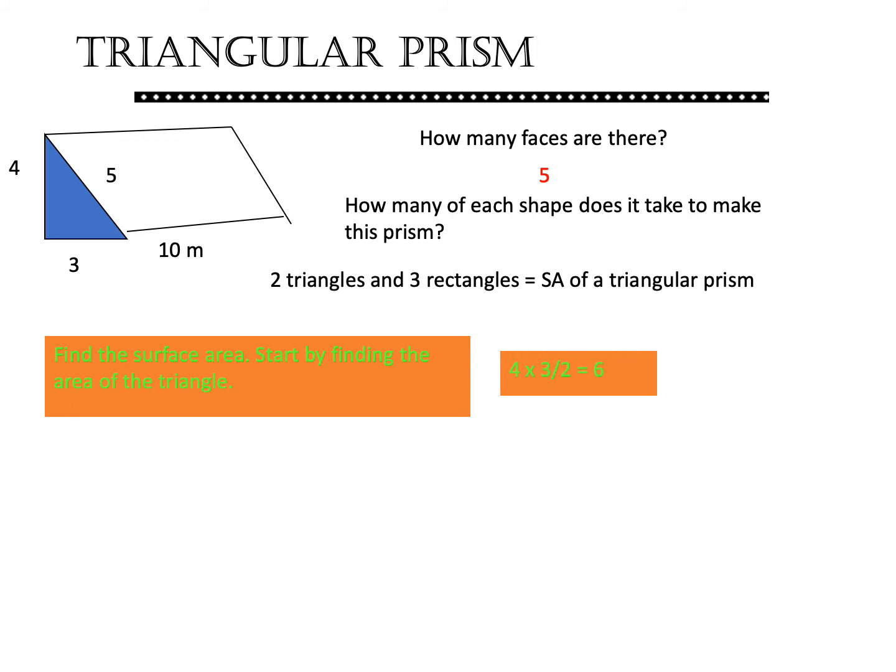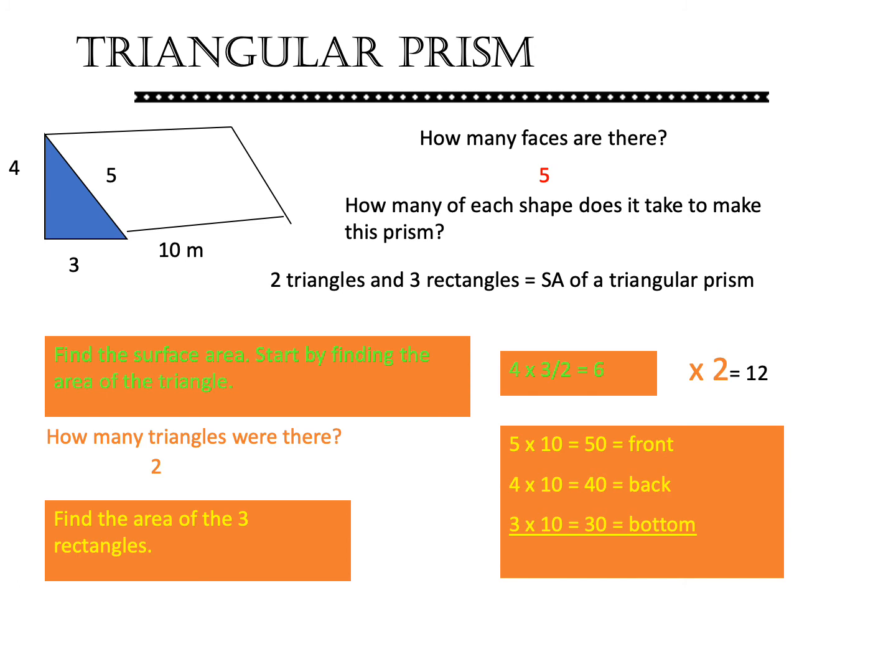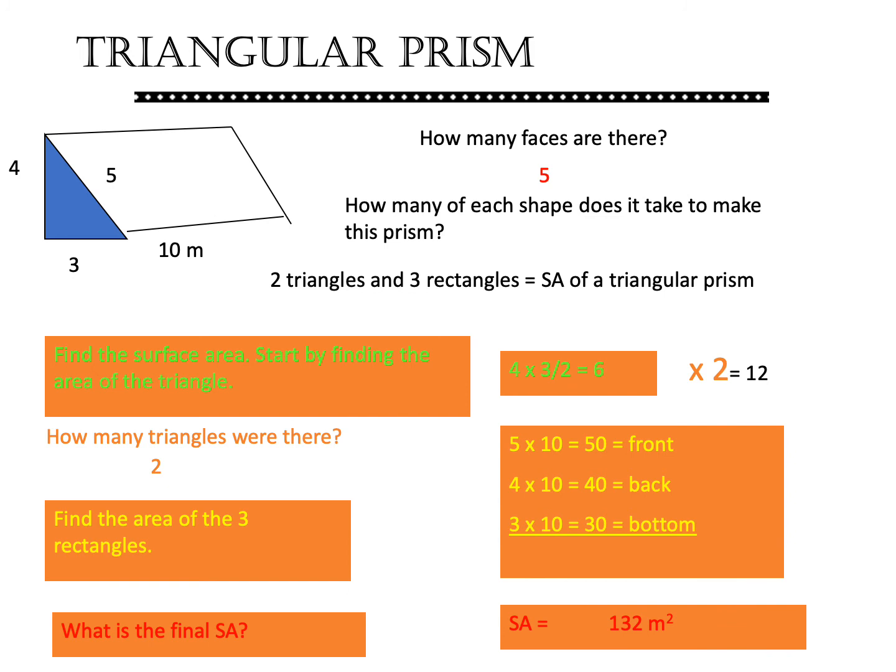So let's find the area of the triangle first, which is half the base times the height. So we've got 4 times 3 divided by 2. 4 times 3 is 12, divided by 2 is 6. We have 2 of those triangles, so we've got to double that. That gives us 12. So the area of our 2 triangles is 12. Now we've got to find the area of the 3 rectangles. We've got a 5 by 10, a 4 by 10, and a 3 by 10. So a 50.